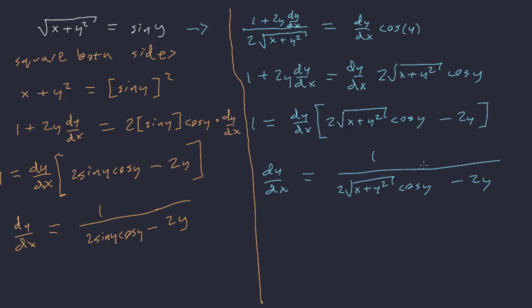Now, are these two the same? Well, they look similar. In fact, they look way more similar than what we saw before, and it turns out yes, because what does this square root of x plus y squared equal? Sine y. This is sine y. So all we would have to do to get this derivative to look like this one is replace this root x plus y squared with sine of y.